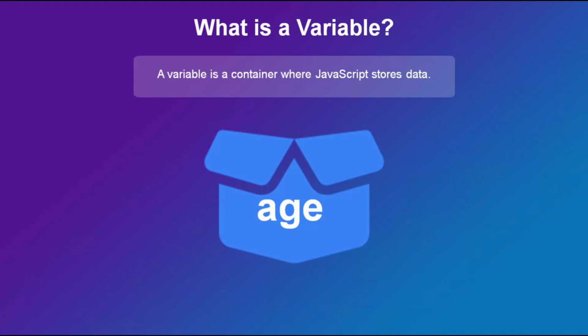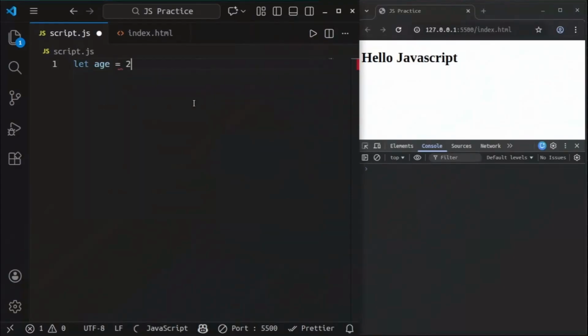A variable is simply a container where JavaScript stores data. Think of it like a box with a label on it. You give the box a name and you put something inside it. For example, let age equals 25. Age is a variable. 25 is the value that we put inside the box. The box is the age.